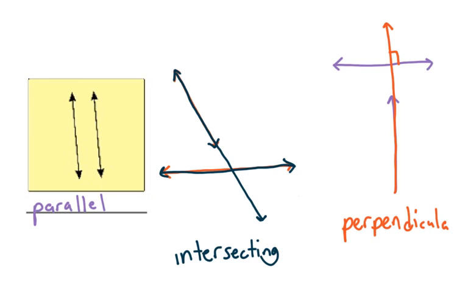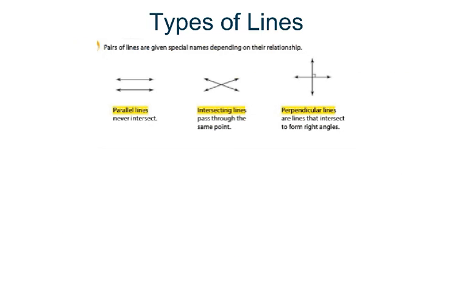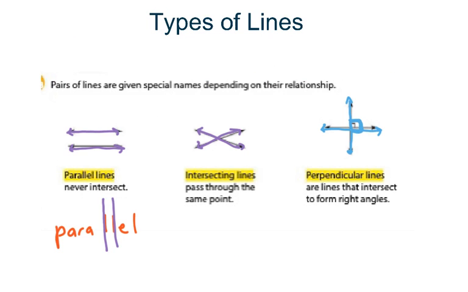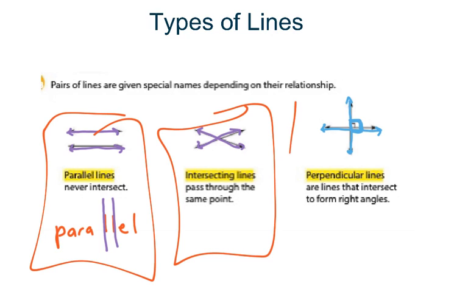So listen, we've introduced 3 new words today, right? So here they are. Parallel lines, intersecting lines, and perpendicular lines. The only way you're going to get better at this is when you practice, all right? So you're going to practice this a lot of times throughout the week.